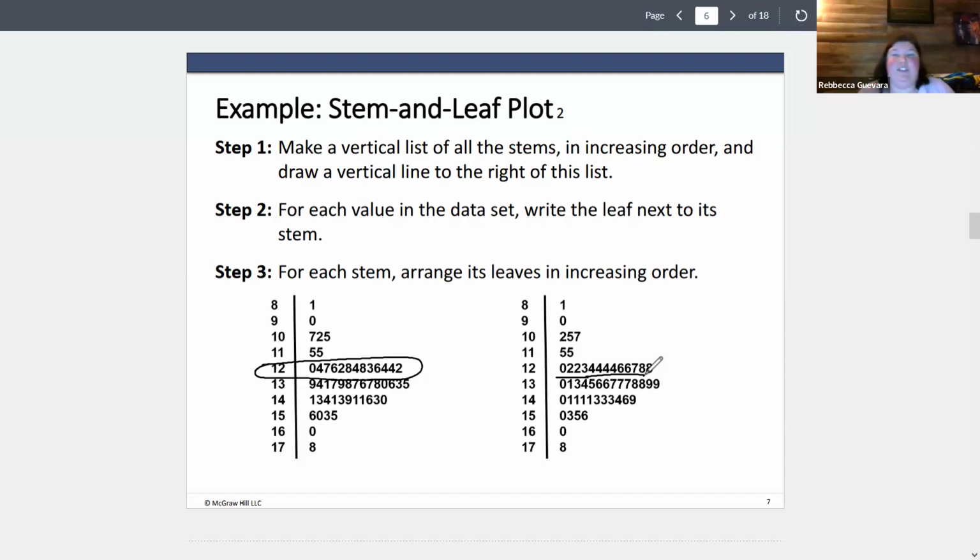So you can always make a vertical list of all your stems. You're going to do it in increasing order. So you start with your smallest stem, and then you have your largest stem, and then you make sure that you get every number that's in between them. So we're not skipping anything. For each value in the data set, you write the leaf next to its stem. And then for each stem, rearrange those leaves so they're in increasing order. I think I actually said descending order, and I meant ascending. So we like to have them in ascending order.